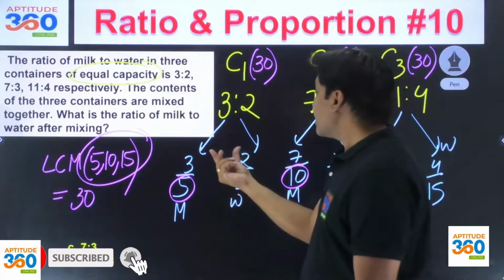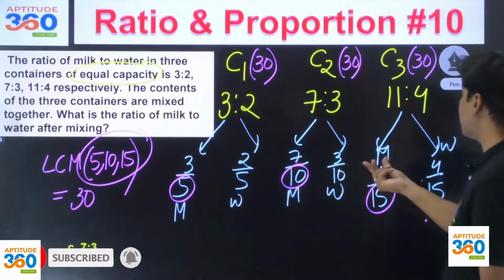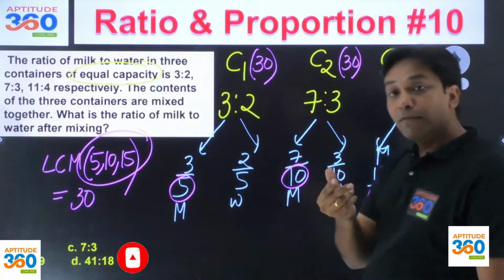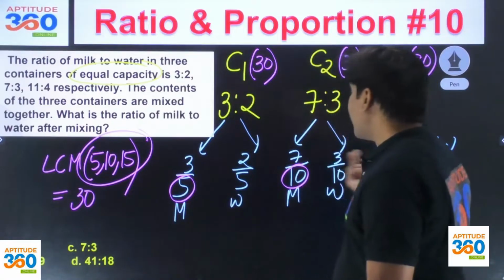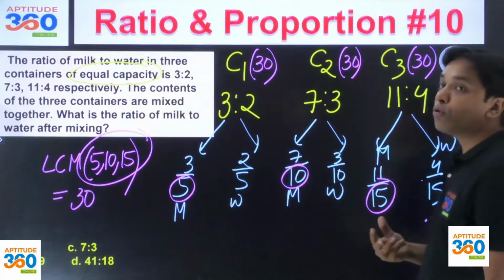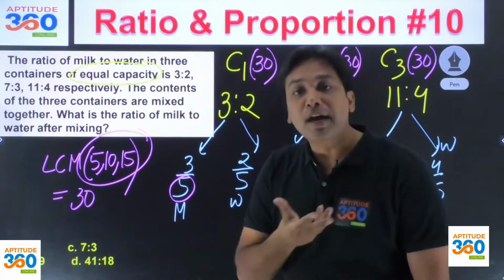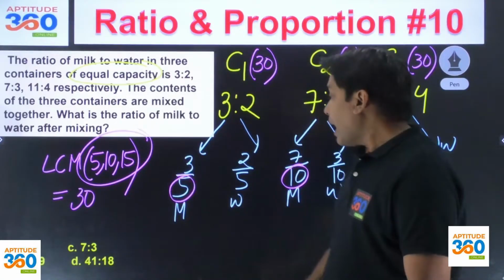Because I know that 3:2, 7:3 and 11:4 में जो डिनोमिनेटर्स होने वाले हैं वो होने वाले हैं 5 and then 10 and 15. So what did I do? I took the LCM of 5, 10 and 15. काम सिंपल.